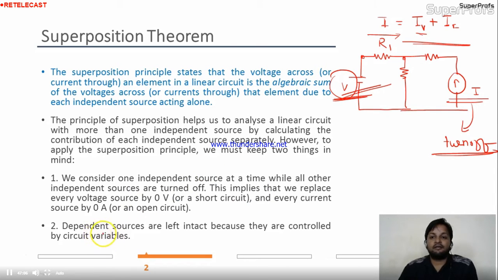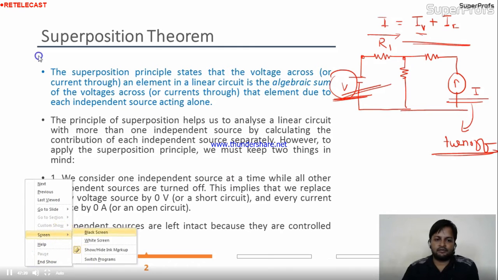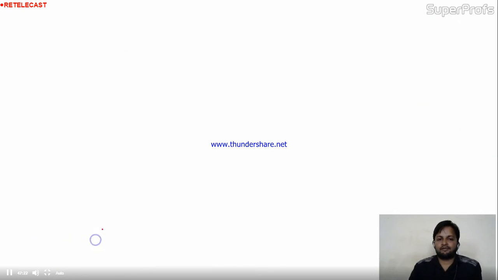So this is the first case. Now if you have dependent sources, sometimes you will encounter dependent sources also in the circuit. So don't touch the dependent sources. I'm telling you with a diagram now. See, the superposition theorem, I'll tell you by example.